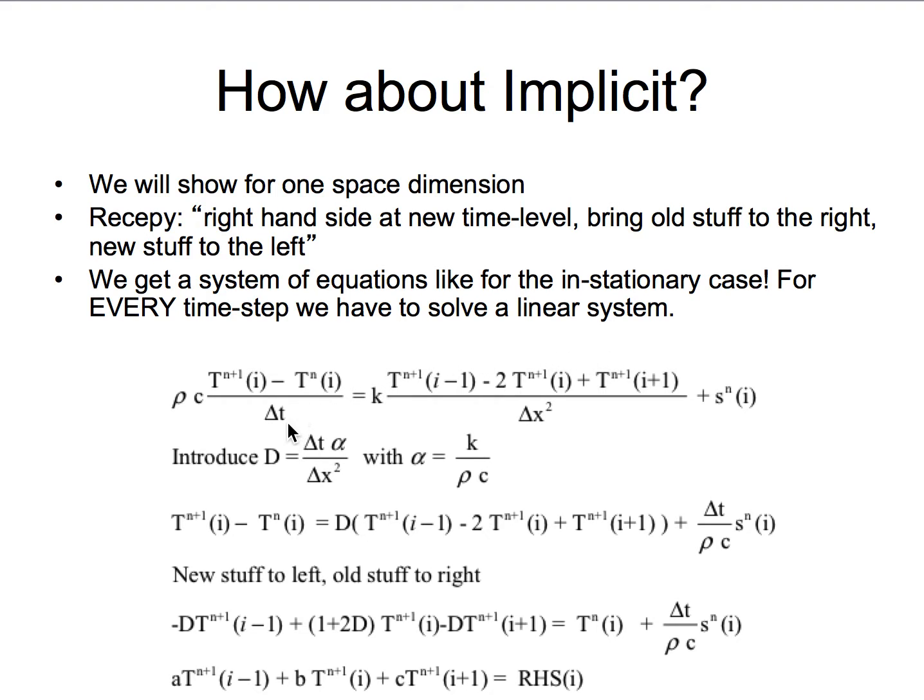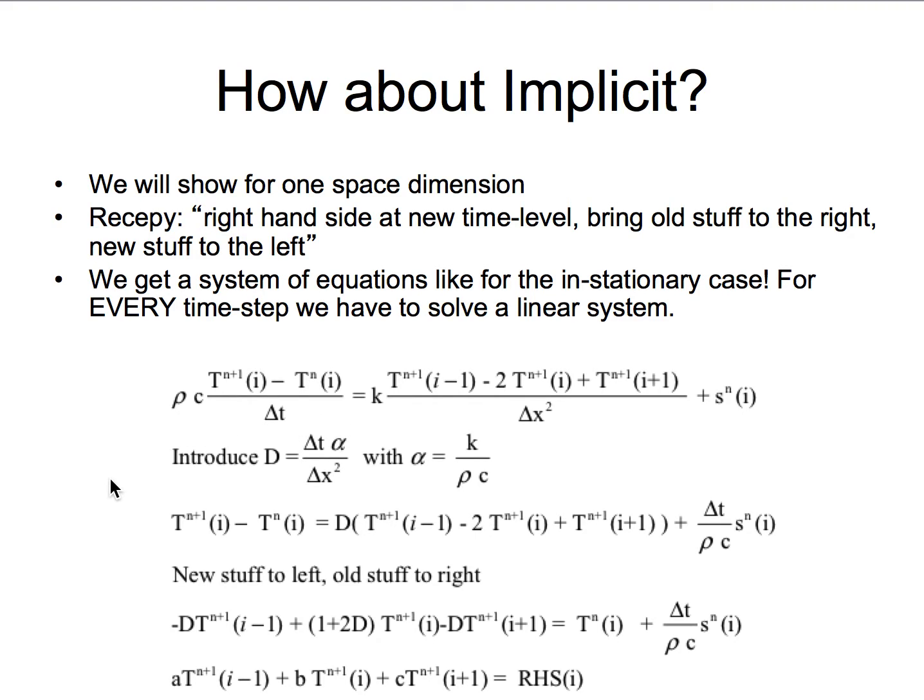Let me introduce the diffusion number. It's equal to delta t times alpha over delta x squared, with alpha, the diffusivity, equal to k over rho times c. Diffusion number is a dimensionless number. It should remind you of the Fourier number that was treated during the heat transfer classes. The delta t times alpha is a distance squared, so the square root of delta t times alpha is a distance, and it's a measure for the distance over which heat is transferred in time delta t.